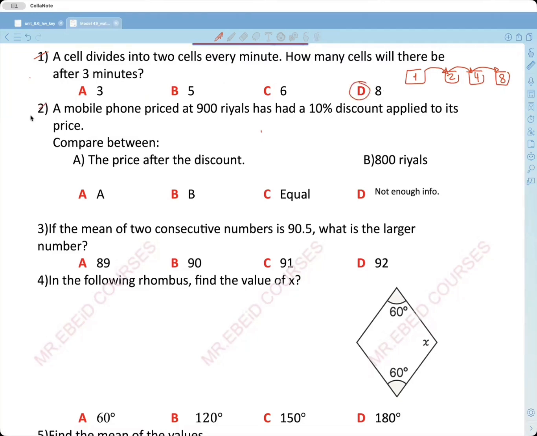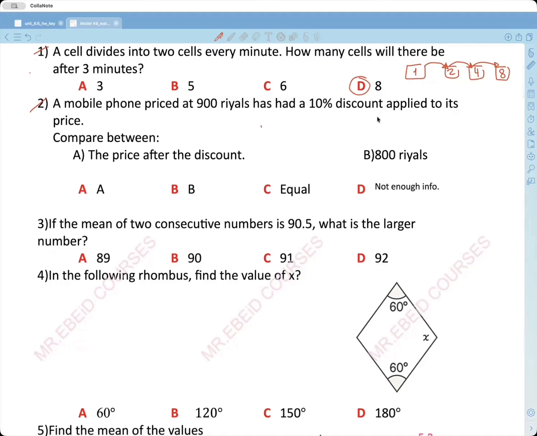Let's move to question 2. A mobile phone priced at 900 reals has had a 10% discount applied to its price. Compare between the price after the discount and 800 reals. Now we will calculate 10%, which represents the discount, from 900. 10% of 900 is 90. Just eliminate the last zero. To calculate the discounted price, you subtract the discount, 90, from 900. It will be 810. So the price after discount is 810 reals, and this is 800. It means A is greater.